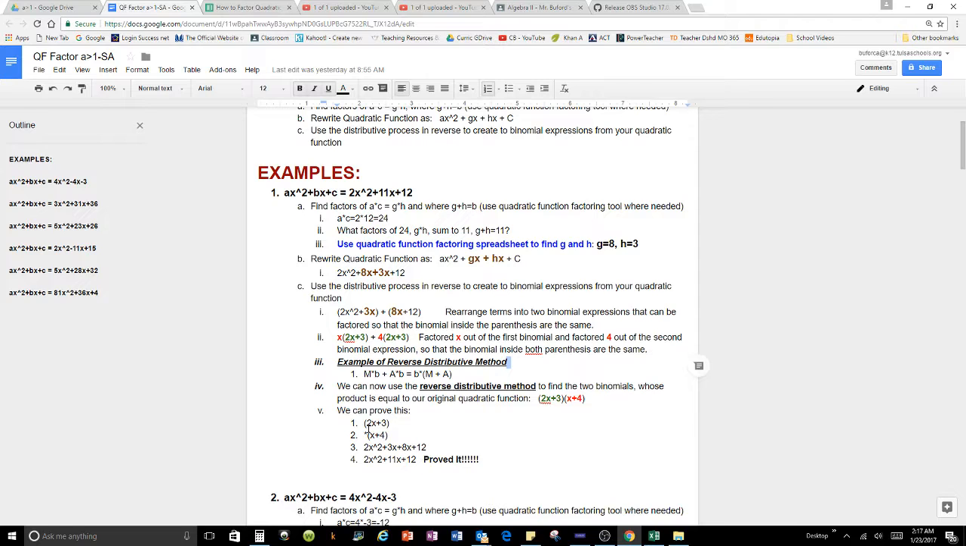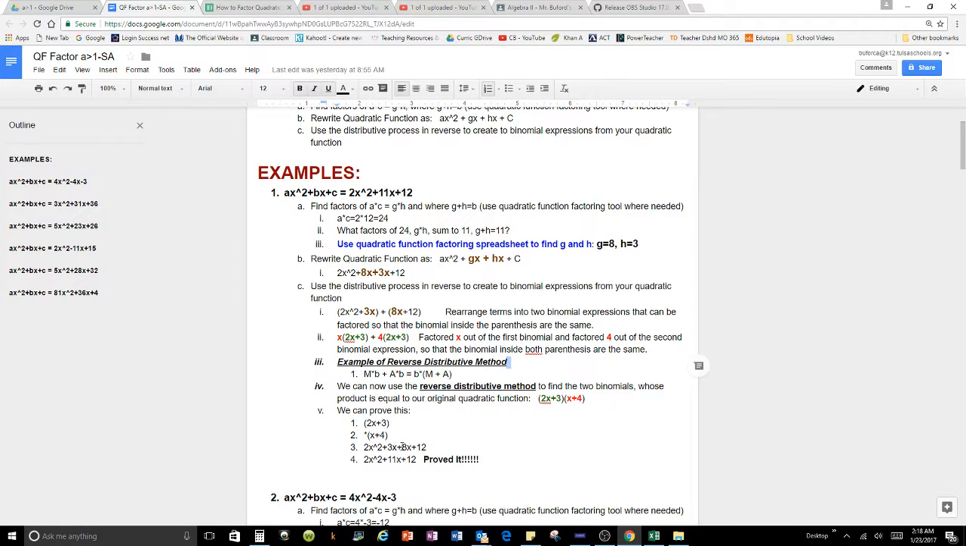So let's do that. We've got 2x plus 3 times x plus 4. We start with this x and multiply x times 2x, which gives us 2x squared. Then we multiply this x times 3, crossing over this way, which gives us 3x. Then we come over to this 4 and cross multiply: 4 times 2x equals 8x, so we put that 8x there. Then we go up and multiply 4 times 3, and that's 12.